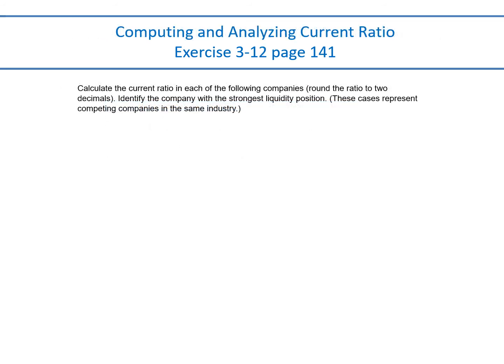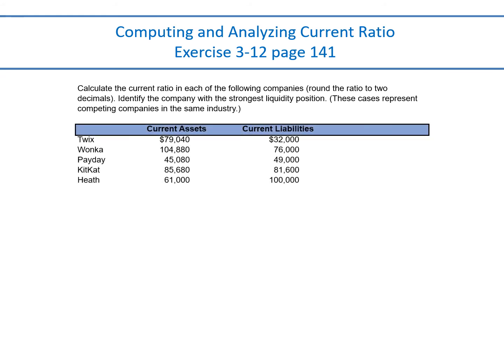All right, so analyzing and computing the current ratio. What they're asking us to do here is to calculate the current ratio for each of the following companies, round to the nearest 2 decimals, and then identify the company with the strongest liquidity position. The current ratio is current assets divided by current liabilities, okay?